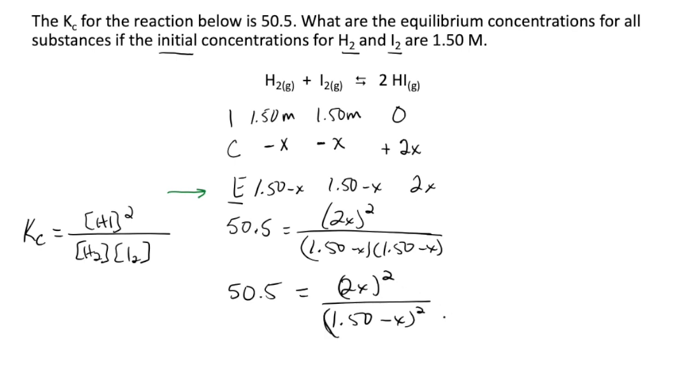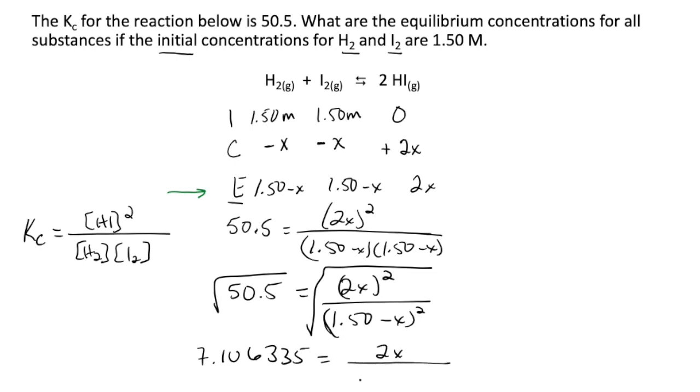This gives us a perfect square. So what we can do is take the square root of both sides to get rid of the square on the right. The square root of 50.5 is 7.106335. I think that's enough numbers for rounding purposes. And this will be over 2x divided by 1.50 minus x. Now you want to solve for x.